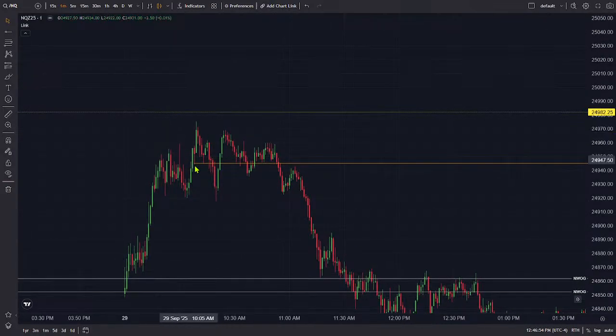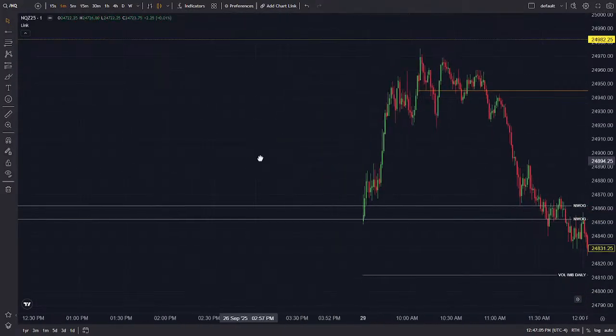So this would be a cleaner reversal. It's not 100% clean because we did chop around in this area for a couple of hours before we reversed. I don't even like to see them that dirty. But you can trade them.